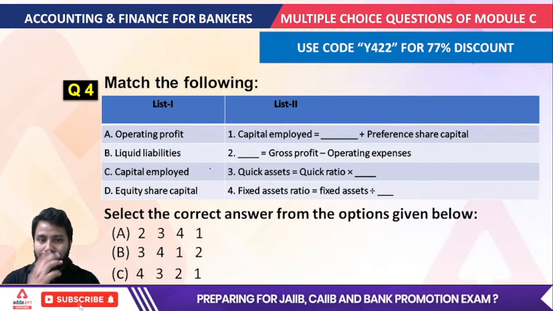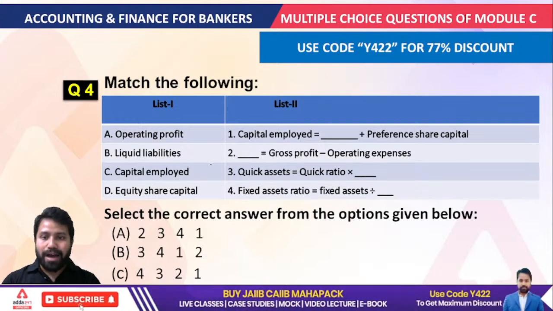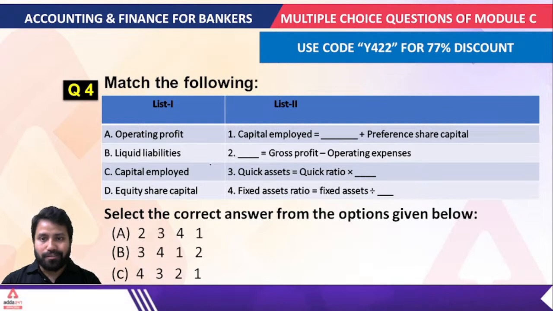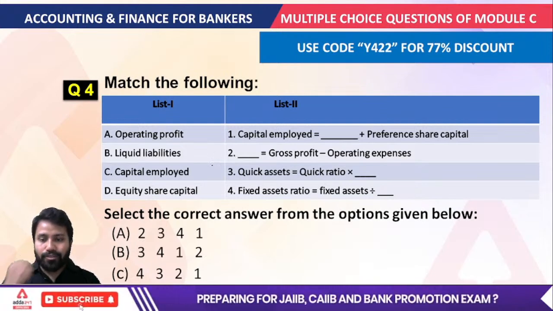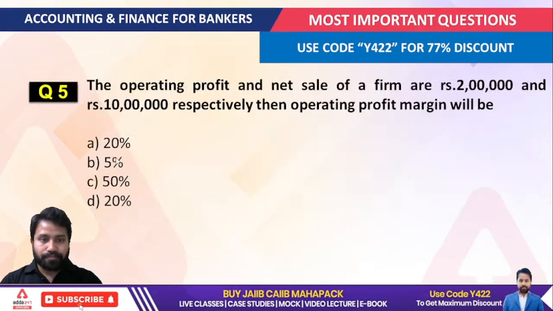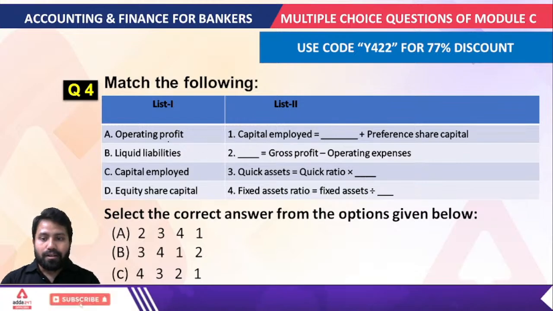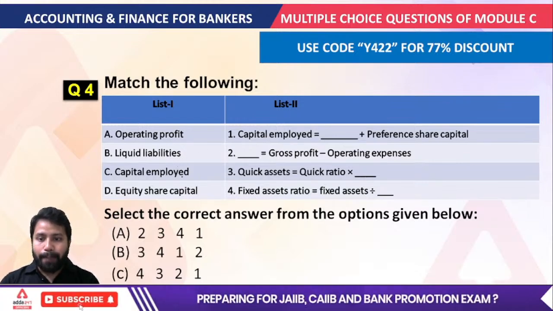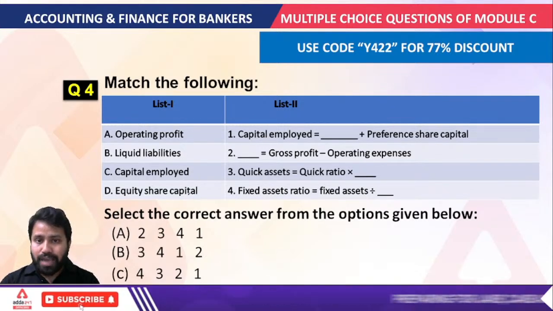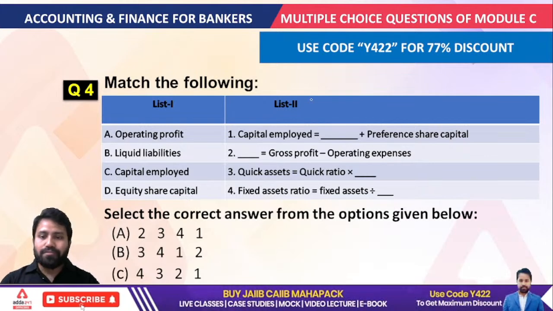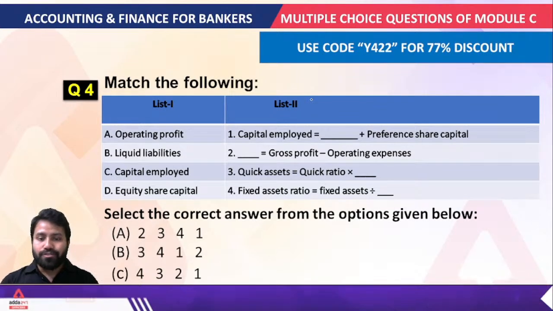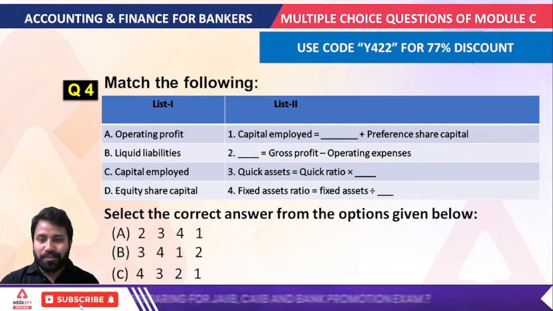You will definitely get questions in the form of match the following. Always understand how to solve the questions based on that. Here the operating profit is given, liquid liabilities are given, capital employed is given, and equity share capital is given, and you have to match the following. So how do you solve this kind of question in the examination? Just try to understand.